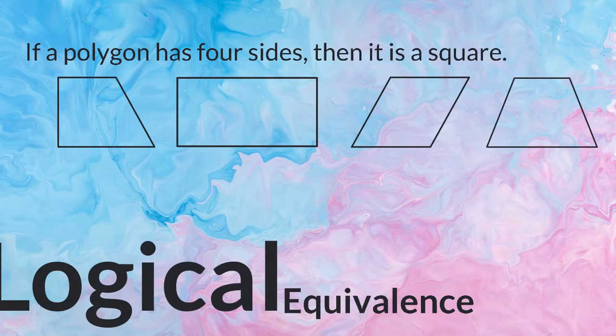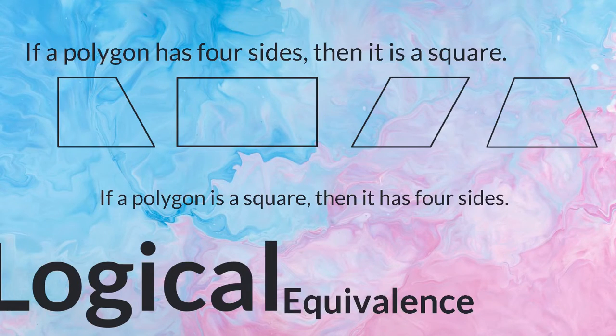Switching the position of the hypothesis and conclusion of this statement, we have: if a polygon is a square, then it has four sides. The new statement is true in this case because we know a square has four sides. Such a statement is called the converse of the given conditional statement.